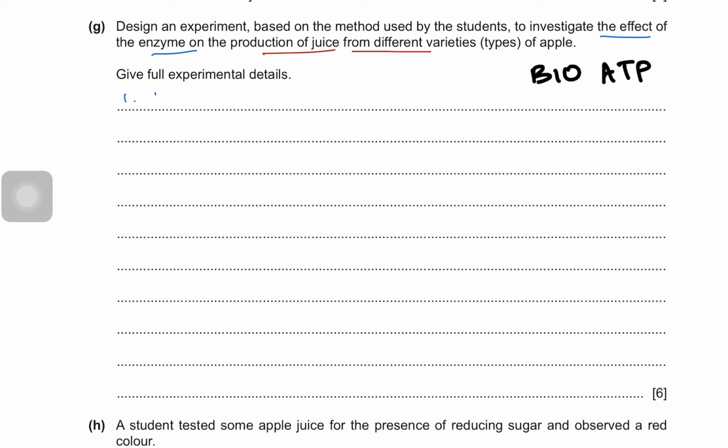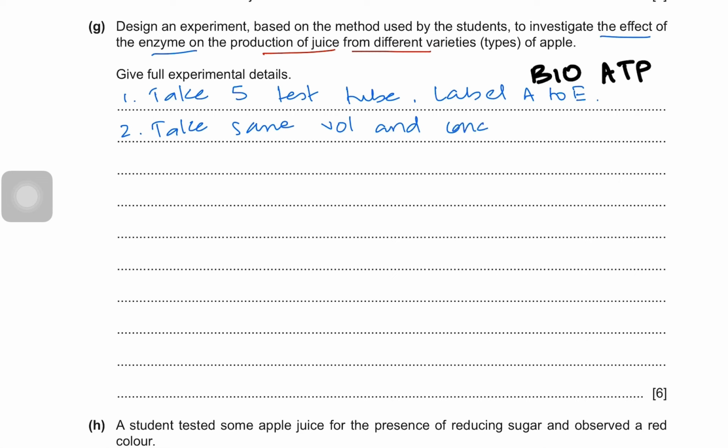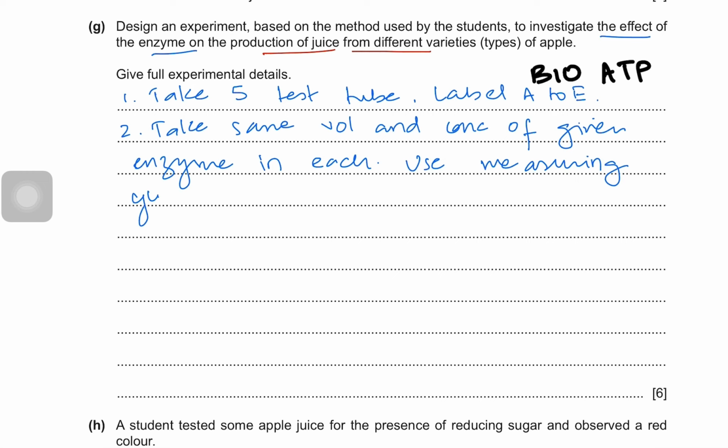So your step 1 should be take 5 test tubes. You always see that I start my experimentation like this. Take 5 test tubes and label A to E. Then you can mention take same volume and concentration of given enzyme in each. You can talk about use measuring cylinder for this. So you need to give an idea of the apparatus. So use measuring cylinder for this purpose.